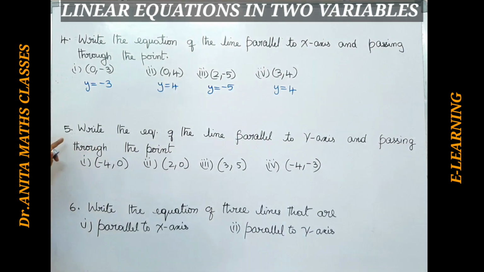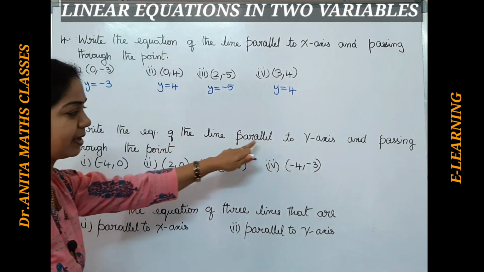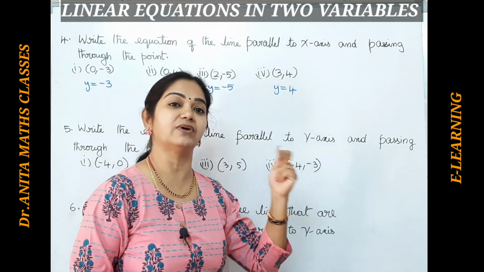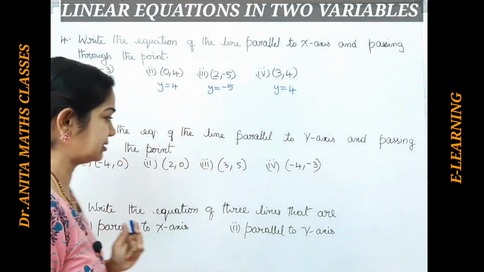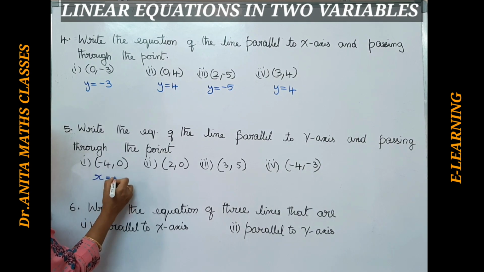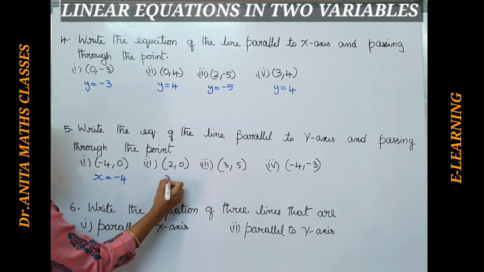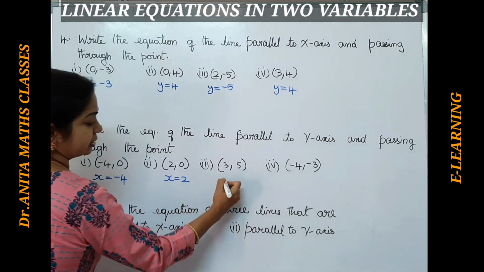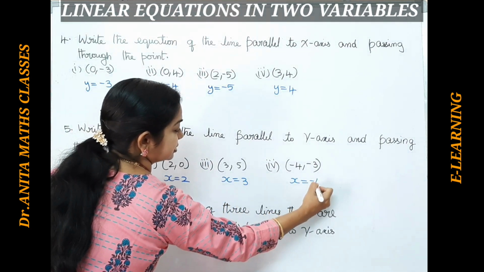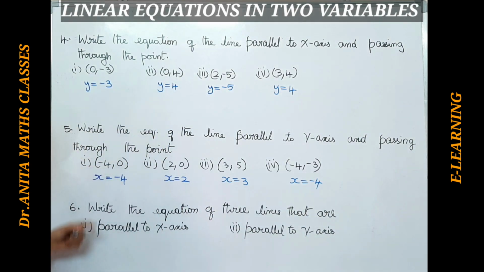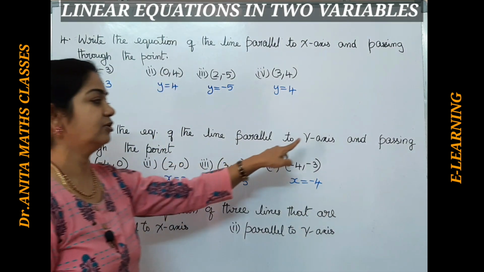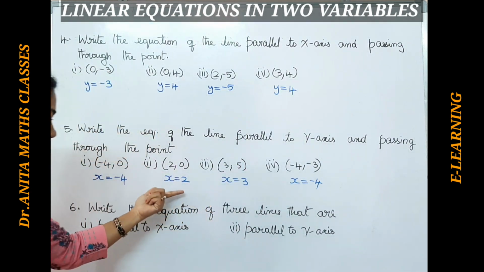Now coming to the fifth problem: write the equations of the lines parallel to the y-axis. The equation of a line parallel to the y-axis is x equal to k, isn't it? Now for this point, x equal to -4, here x equal to 2, here x equal to 3, x equal to -4, right? So x equal to -4 is the line parallel to the y-axis. So these are the equations.